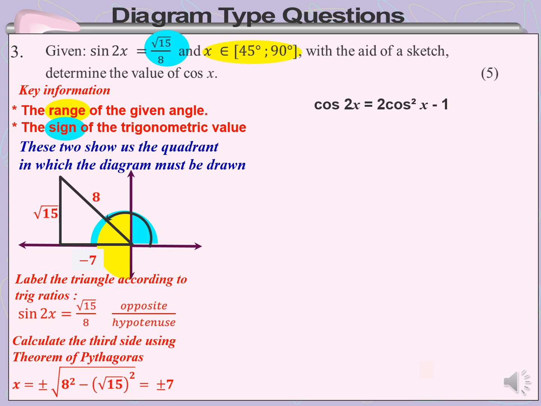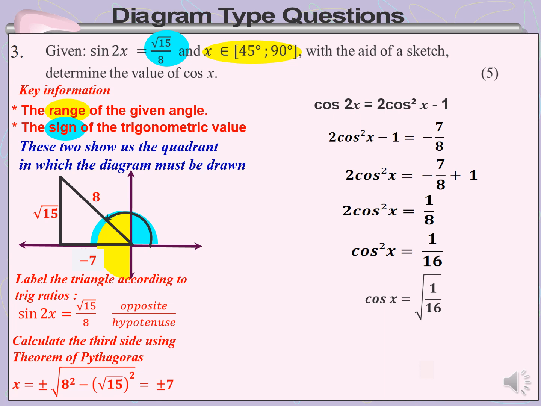Cos 2x is equal to 2 times cos squared x minus 1. Then from the diagram, we do have the value of cos 2x. Cos is adjacent over hypotenuse, that's minus 7 over 8. We can substitute the minus 7 over 8 for cos 2x, and then make cos x the subject of the formula. That will give us the answer to that question. So here, 2 cos squared x is equal to minus 7 over 8 plus 1. And then we simplify further until we get the value of cos x.